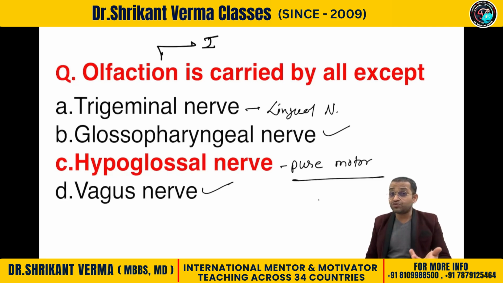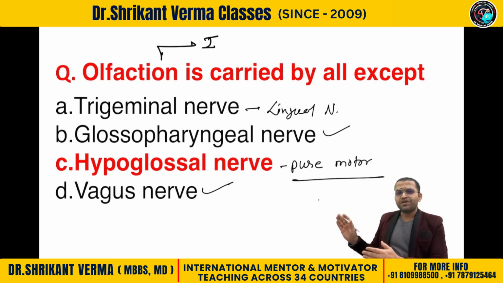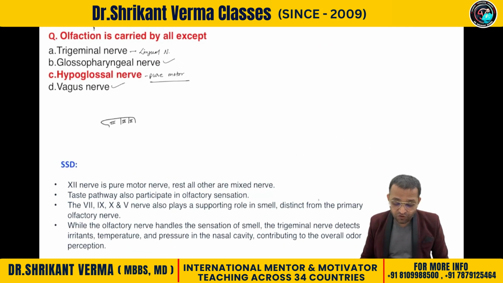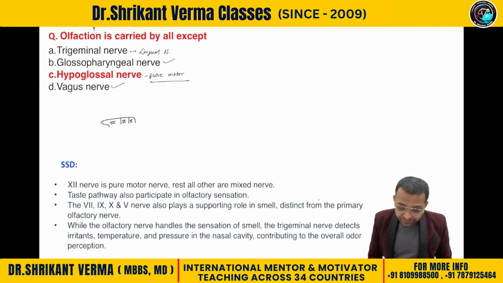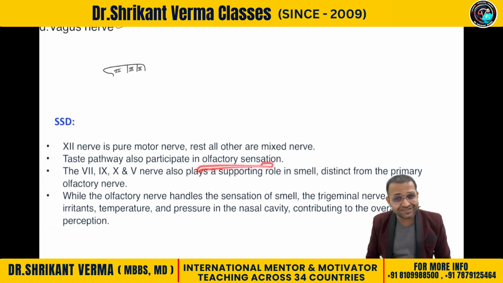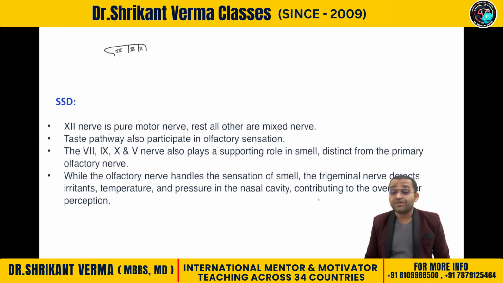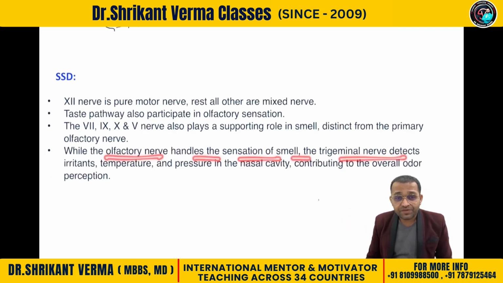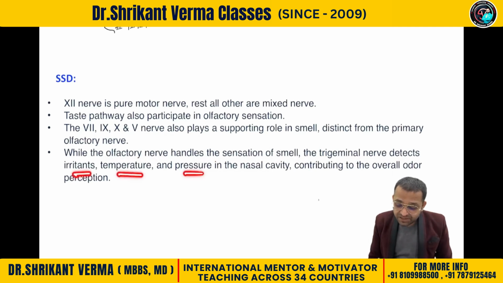So according to this controversial question pattern, you can opt for the hypoglossal nerve. Here is a little description for all of you. Sir, the 12th nerve is pure motor, all the rest are mixed nerves. Taste pathway also participates in the olfactory sensation. The facial, ninth and trigeminal nerves also play a supporting role in smell, distinct from the primary olfactory nerve. These are the things from the articles and updates. While the olfactory nerve handles the sensation of smell, the trigeminal nerve detects irritants, temperature and pressure in the nasal cavity, contributing to the overall odor perception.